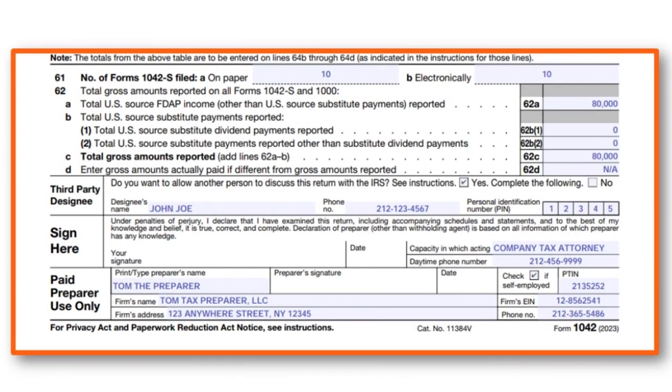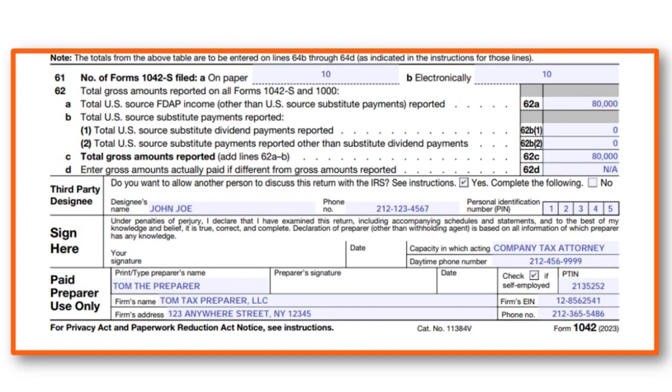Moving on here, on line 61, you put the number of 1042-S forms filed. Here we put 10 manually and 10 electronically as well. On line 62a, you put the total U.S. source FDAP income, and we put $80,000 here. So the total gross amount reported is $80,000 in our calculation. So you have a clear idea what I'm talking about.